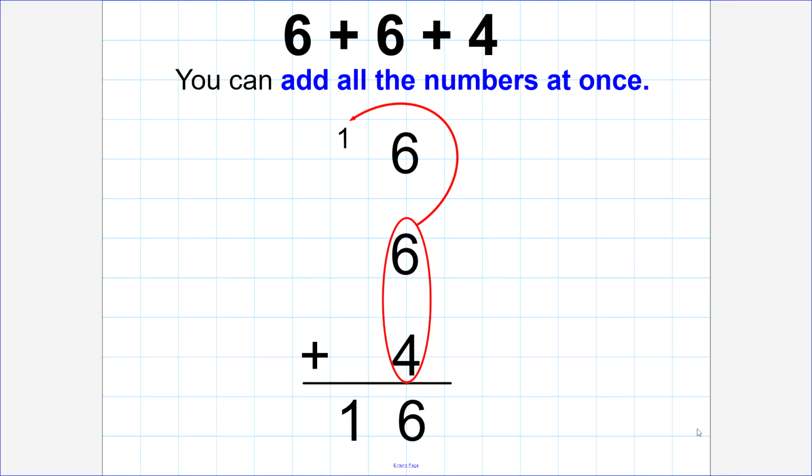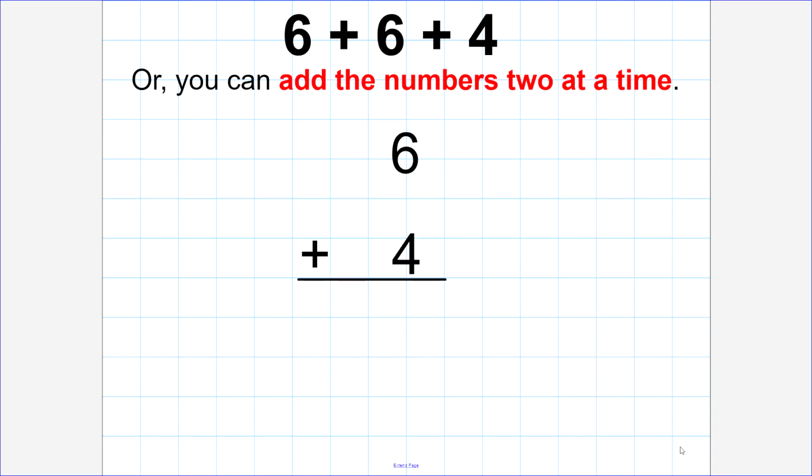For some kids, it's easy to add all of the numbers at once, just like we did. For some kids, adding all three numbers at once can be tricky. For some kids, they choose to use the second strategy, adding two numbers at a time. We still need to add the problem 6 plus 6 plus 4. Thankfully, the commutative property of addition tells us that we can add numbers in any order, and the associative property of addition tells us that we can group numbers in any order.